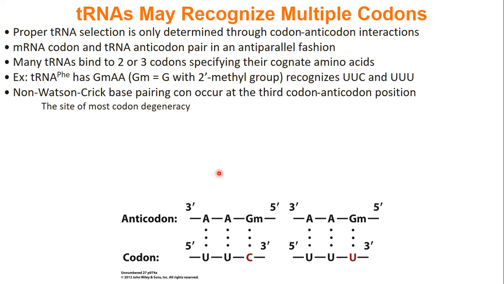So this is giving us a little bit of flexibility in what codon we recognize. And this non-Watson-Crick base pairing can occur at the third codon-anticodon position. When you look back at the genetic code, we'll find that this third position is where our degeneracy actually happens. So it really doesn't matter for a lot of our amino acids what that third nucleotide is, they'll specify the same amino acid.